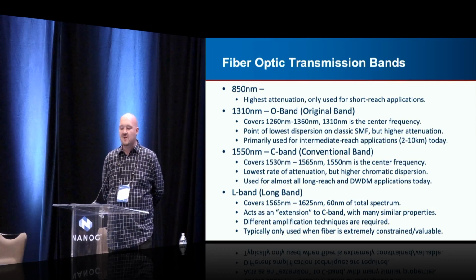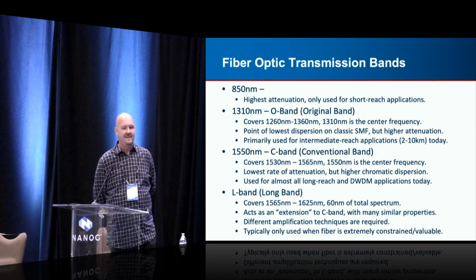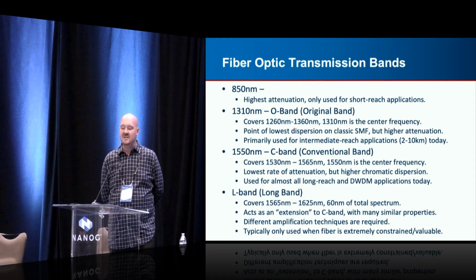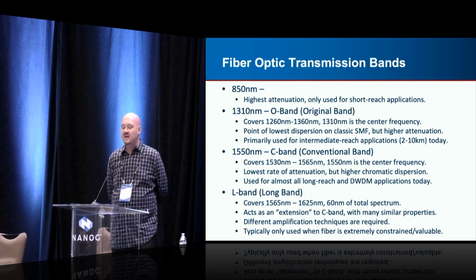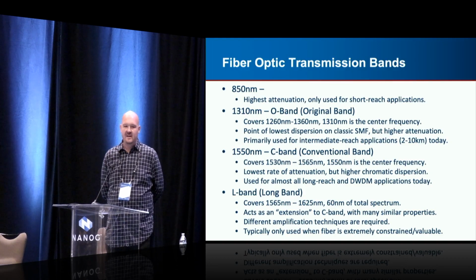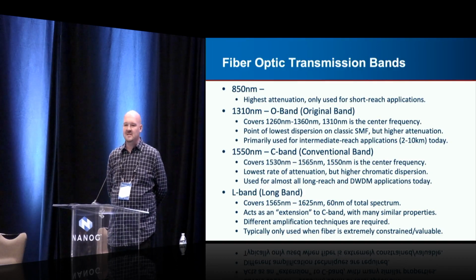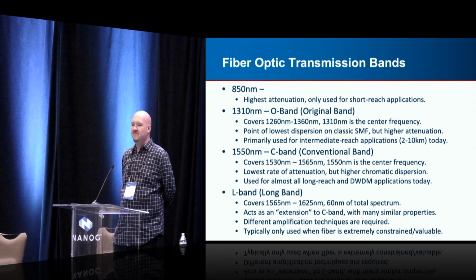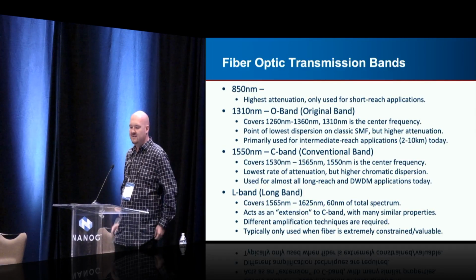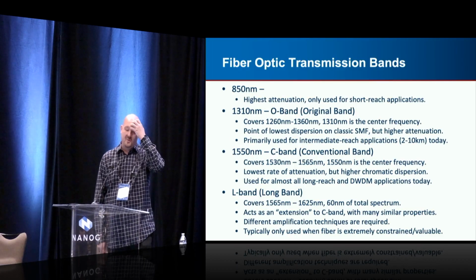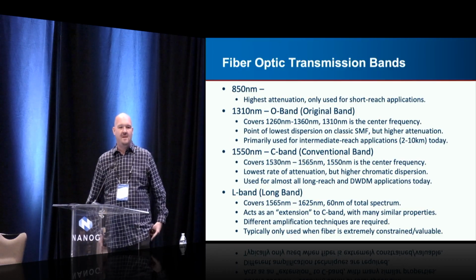1310 is what's called O band, which stands for the original band, not very innovative naming. This covers 1260 to 1360. So this is a 100 nanometer chunk of spectrum with 1310 kind of sitting there at the center. And historical footnote, you'll see some people say 1300, you'll see some people say 1310. They're all talking about the same thing, but it just depends what different people have used to represent the center of this. This is really used for your intermediate reach. This is your 2 to 10 kilometer type reach applications.